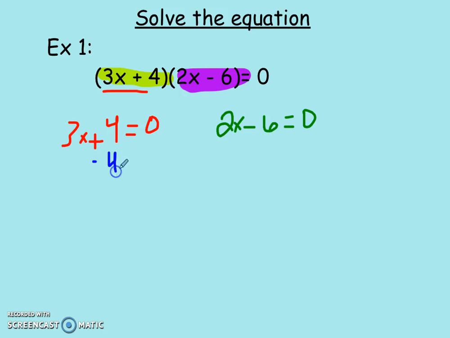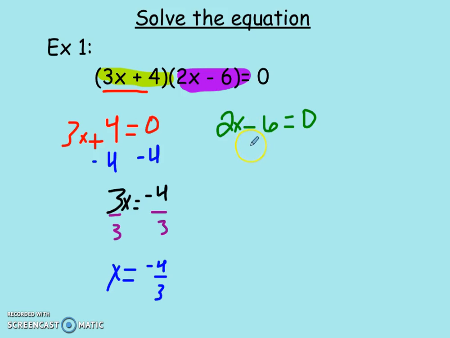So I'm going to undo my addition by subtracting 4. I've got 3x equals negative 4. Then divide both sides by 3. For the first part, x is going to equal negative 4/3. You can put that in decimal form if you want. I'm going to be lazy and not.